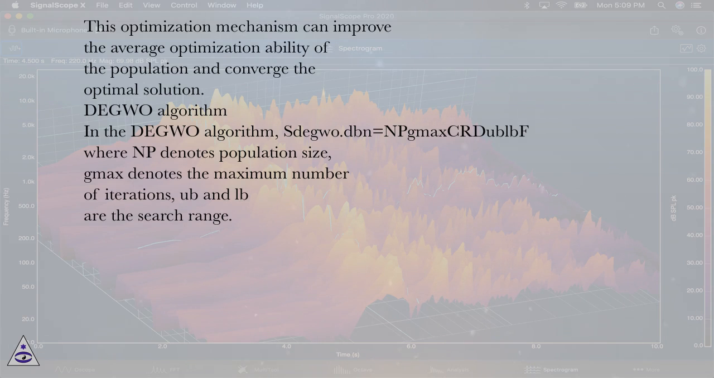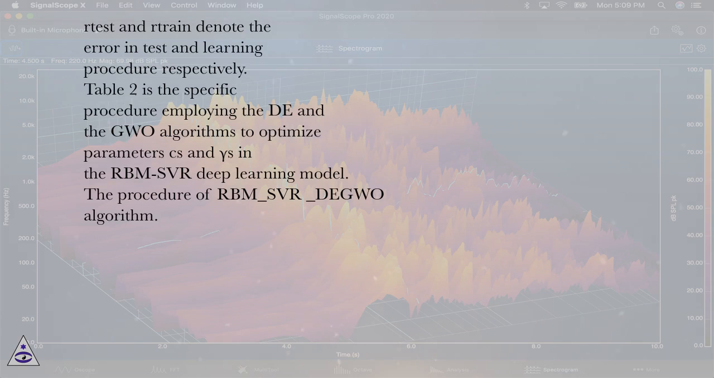DEAGLE algorithm. In the DEAGLE algorithm, NP denotes the population size, Gmax denotes the maximum number of iterations, and ub and lb are the search range. Re_test and Re_train denote the error in the test and learning procedure respectively. Table 2 is the specific procedure employing the DA and the GWO algorithms to optimize parameters C_S and gamma_S in the RBM-SVR deep learning model.